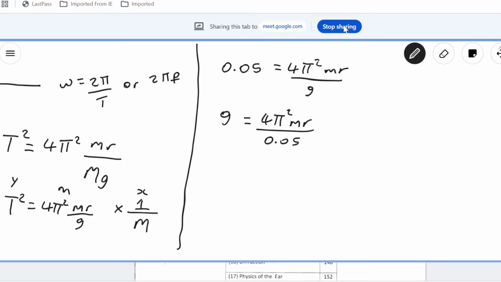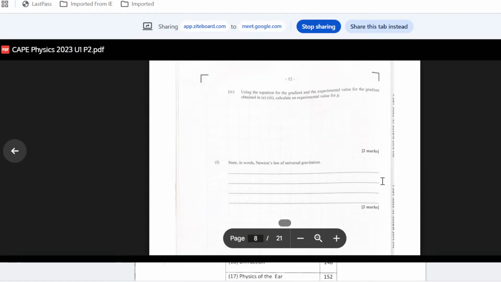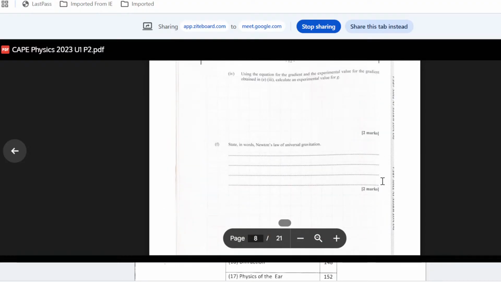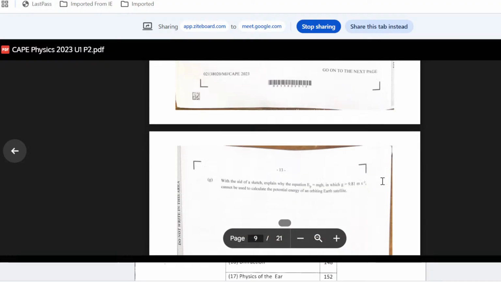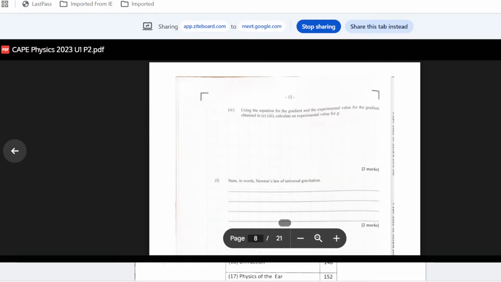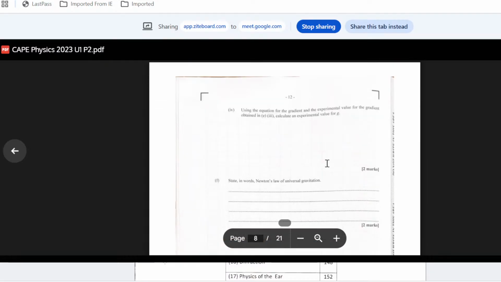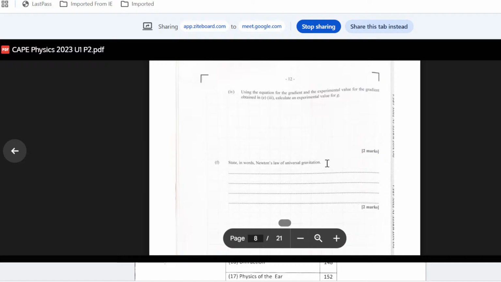So all you're doing is substituting. Alright, no problem. Wait, how did you get 0.05? It was an estimate. We picked something. You would have to do the graph and get the gradient from your graph. Okay. Alright.